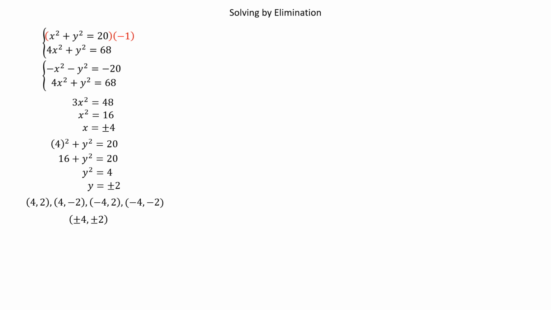What plus or minus 4, comma, plus or minus 2 does not mean is 4, comma 2, negative 4, comma negative 2. It does not mean where we have 4, comma, negative 2, negative 4, comma 2. It is all 4 of the possibilities.